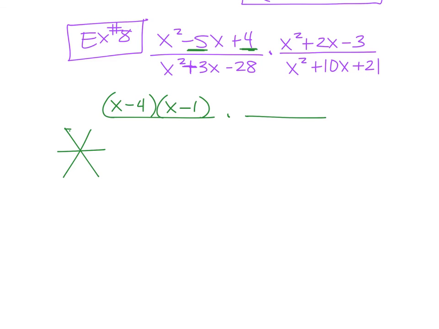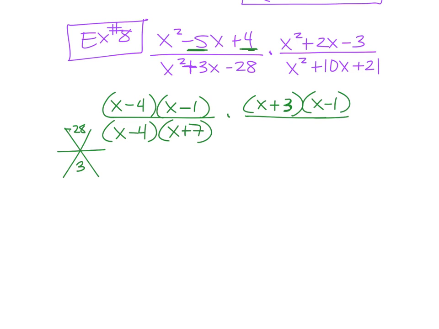Okay, what'd you get below that? What can you multiply to get negative 28 that you can add to get 3? That would be x minus 4 and x plus 7. What'd you get up top? X plus 3, x minus 1. And then what'd you get on bottom? What can you multiply to get 21 that you can add to get 10? 7 and 3. So x plus 3 times x plus 7.